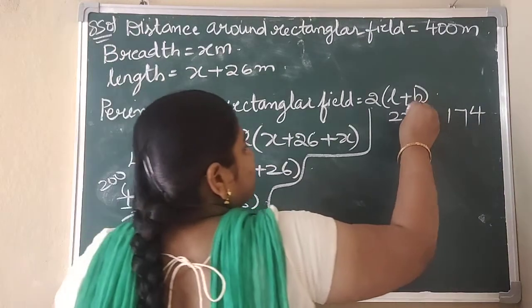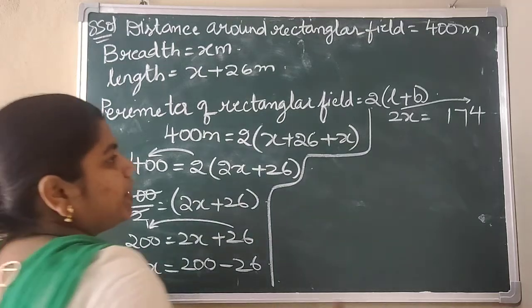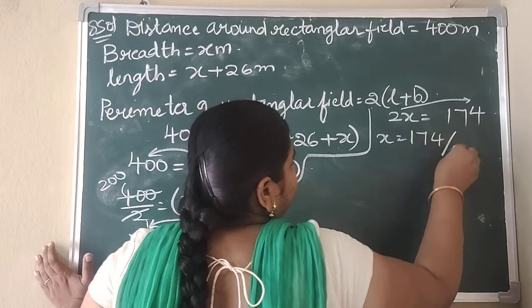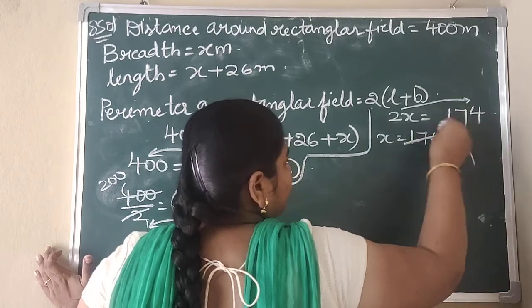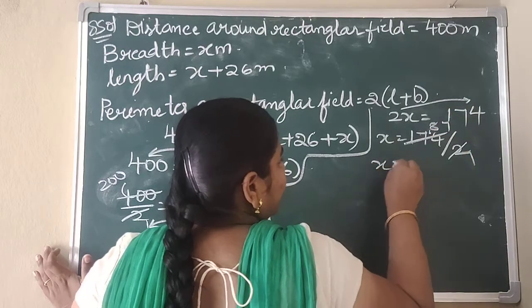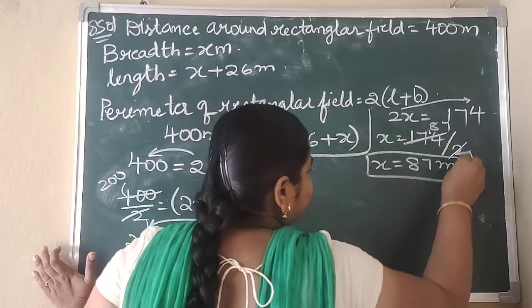Okay, so now transposing this 2 to the other side, that will be converted to division because it is in the form of multiplication. So x is equal to 174 by 2. 2 ones are 2, 2 8s are 16, 2 7s are 14. So x value is how much here? 87 meters. So x is nothing but what?